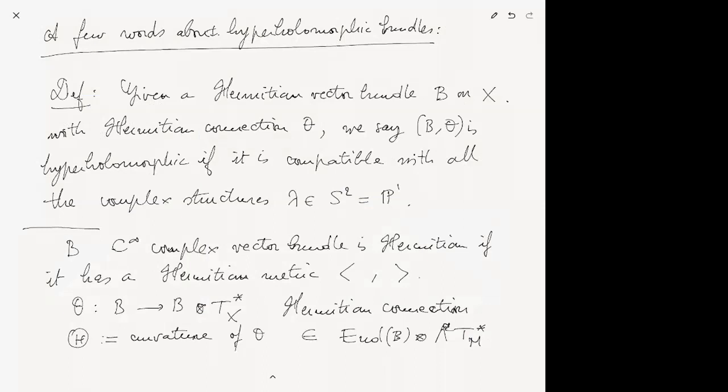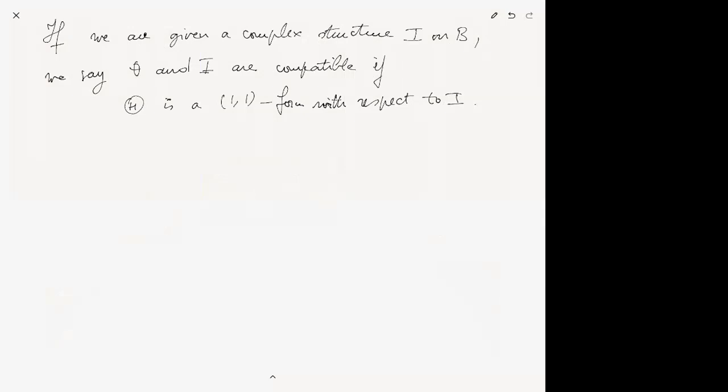Okay, so now let's go back to our definition of the hyperholomorphic bundle. It's a Hermitian vector bundle with a Hermitian connection, and it's hyperholomorphic if it is compatible with all of the complex structures lambda in S2. So what does that mean? It means that there's a lift of your bundle B. You take a complex structure on your manifold, you can lift it to your bundle, in such a way that there exists a lift which is compatible with your Hermitian connection.